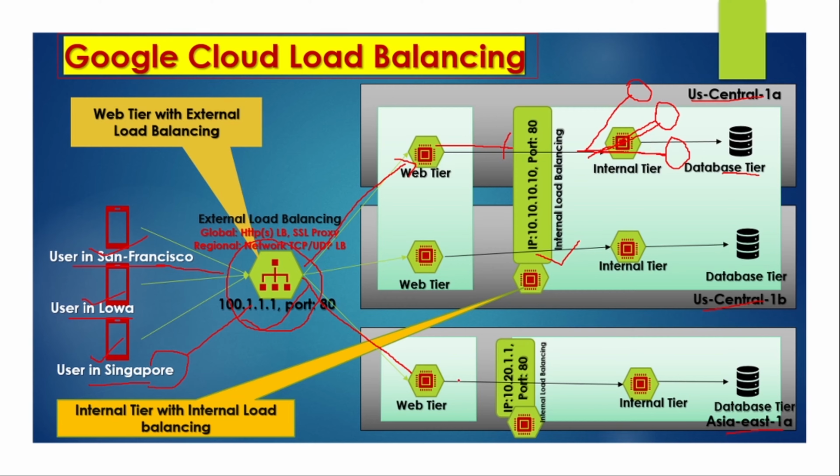Similarly, in the San Francisco region, it will be balancing the load across all the app servers that are available in this Asia region, right? So you can use the combination of internal and external load balancing to achieve scalability and better performance. And you can understand this from this diagram very well.